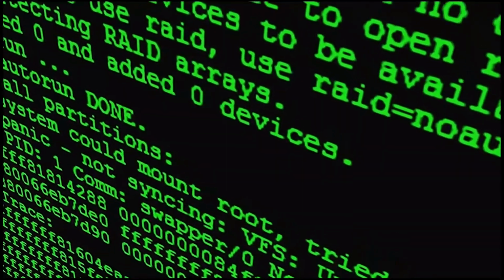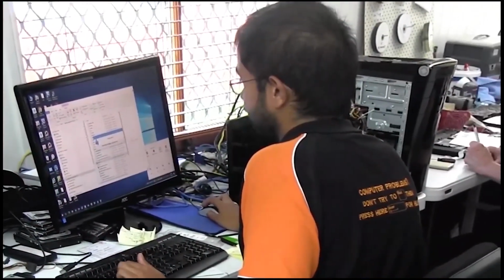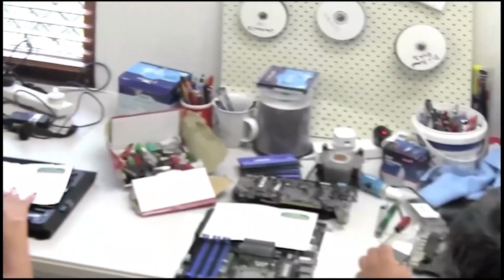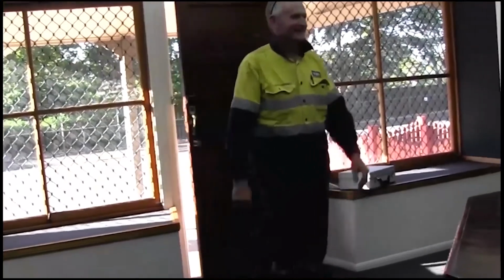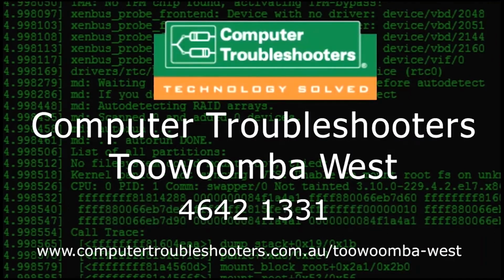Is your computer driving you crazy? Is it slow or doing things you didn't expect? Well, having a computer crash or pick up a virus can be a complete nightmare for a business, so having someone local you can trust to get you up and running again is critical. The dedicated team of experts at Computer Troubleshooters Toowoomba West will put your mind at ease from the moment you walk through the door and will get your problem solved in no time with a 100% guarantee on their work. Laptops, tablets, PCs, whatever you have, Roger and the team can fix it for you. So visit them today at 236 Bridge Street, Newtown. Can't get in to see them? No worries. Just call them on 4642 1331 and they'll come to you.